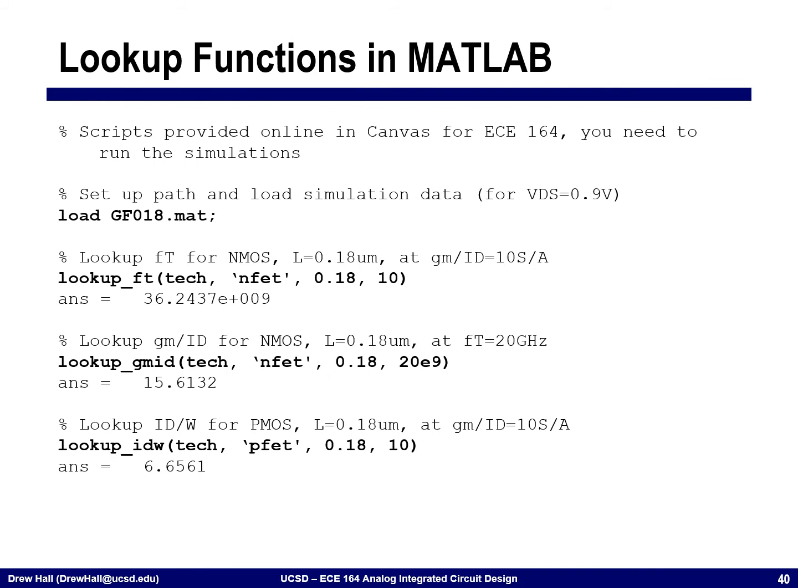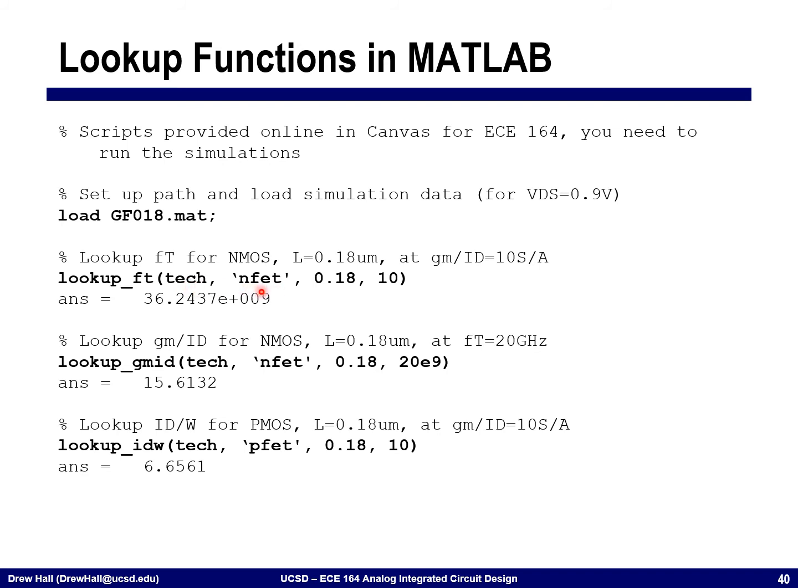All right, so what we can do in 164, I've actually characterized the GF technology, and I've made MATLAB scripts that have all of this. I will post this on Canvas. The use of this is pretty straightforward. First, we're going to load up this quote unquote database, and then we're going to use lookup functions to look up the device. The first parameter is the technology. If there's multiple technologies, I parameterize this such that you can replace this with whatever technology you're using.